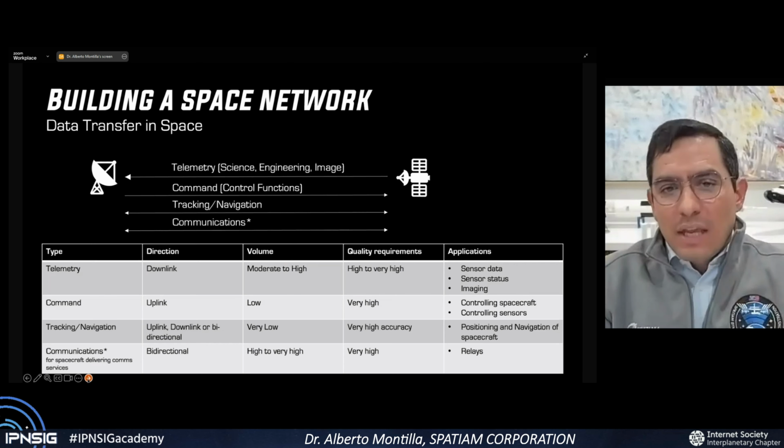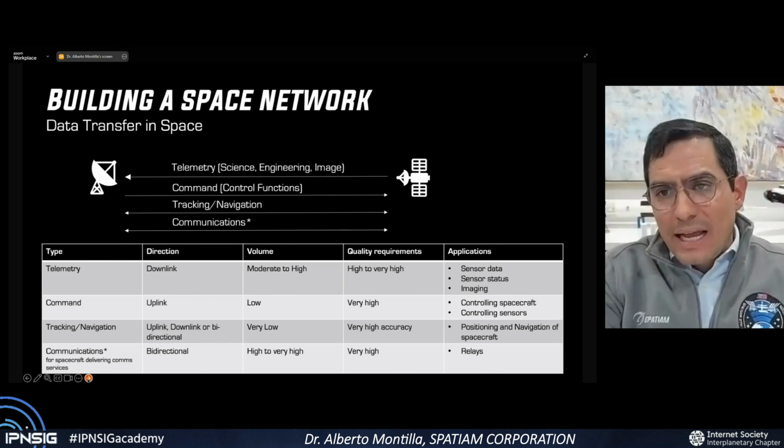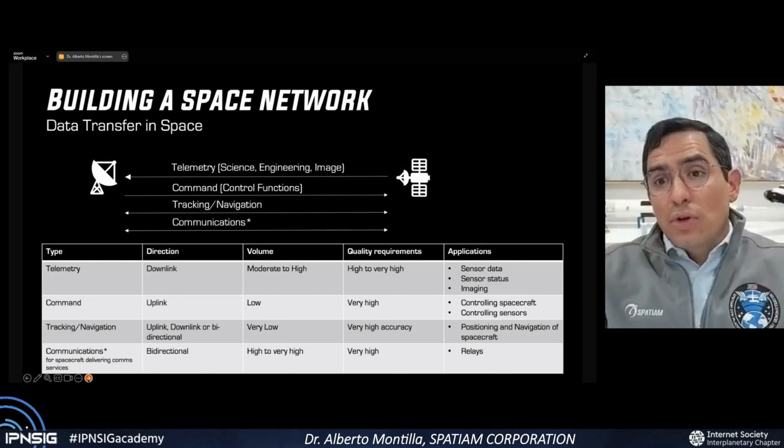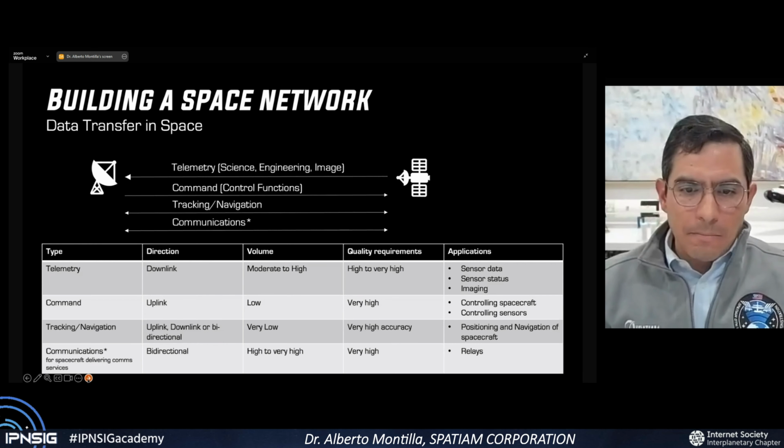So in that specific case, the data may not be of use to the satellite, but might be of use to the ends where the satellite is connected. In this case, it's a relay satellite.